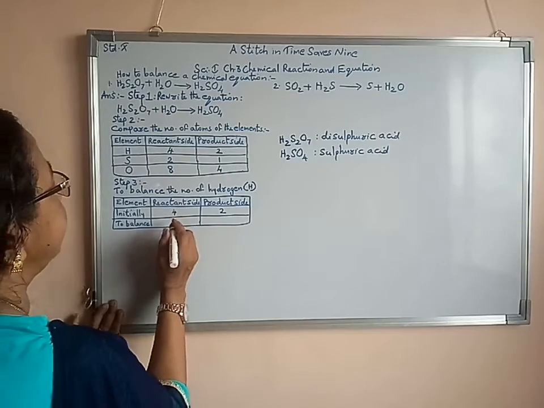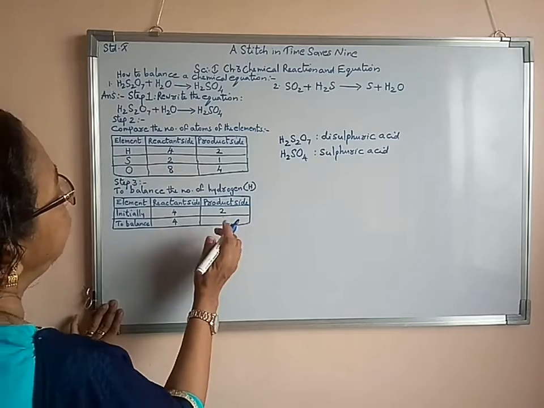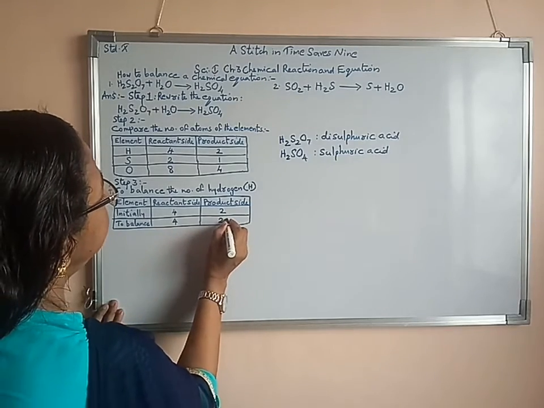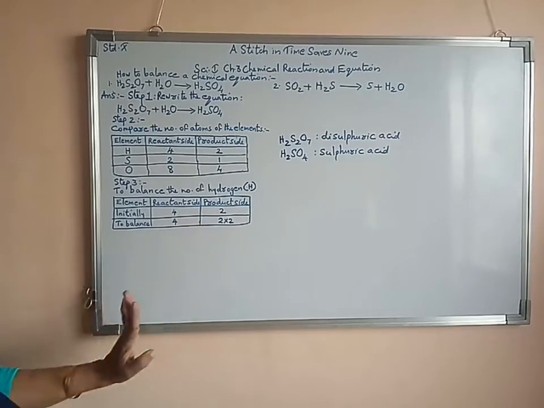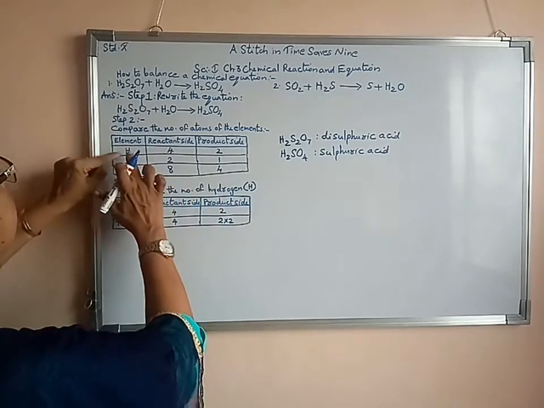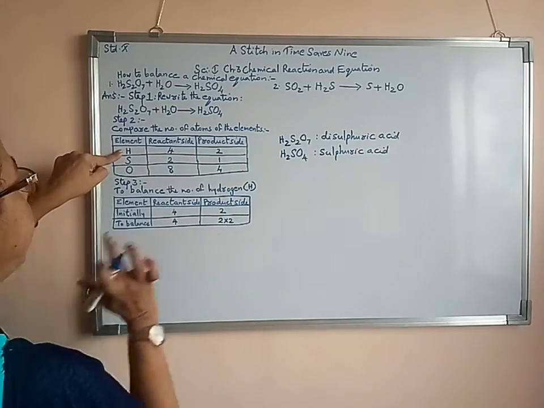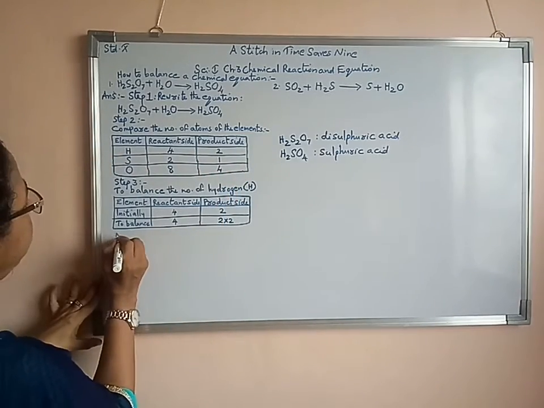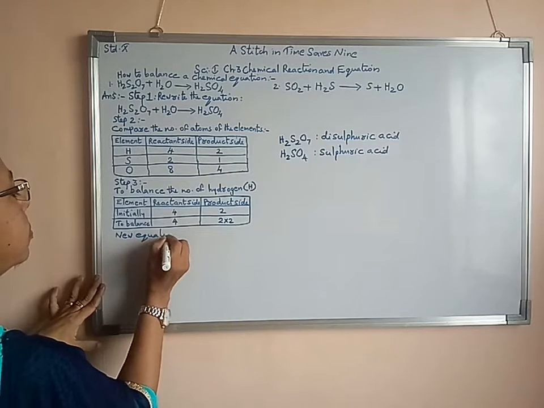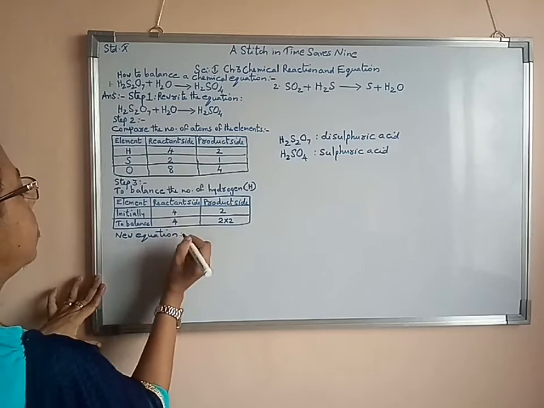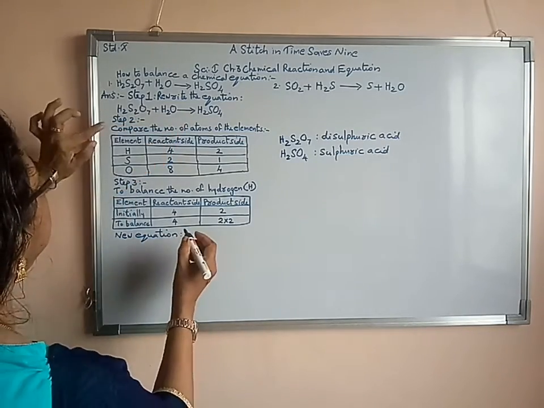Now we are balancing. So here 4 is there, 4 as it is we are writing. Here less is there, 2 is there. So we have to make this side 4. So for that we have to multiply 2 with 2. 2 2s are 4. So we can say that now hydrogen's number, reactant side and product side will be equal. So now we have to write the new equation.